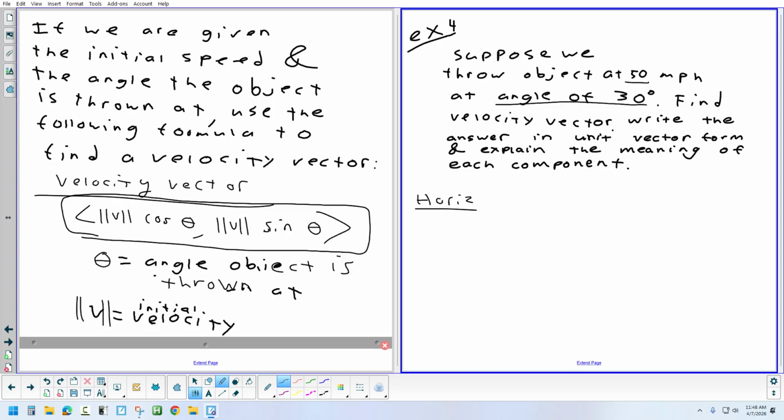So now, can someone fill in the values from this problem into that? For V would be 50, and then for theta would be 30 degrees. So 50 cosine 30. That's the calculation for the horizontal component of the vector we're going to write. And we'll come back to that. What's the formula for the vertical? 50 sine 30. And we're going to round it. We'll just do 2 decimal places.